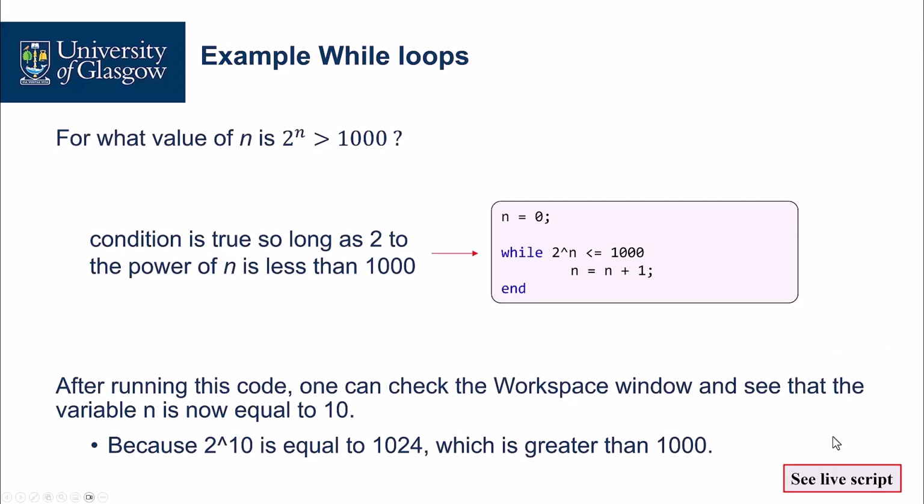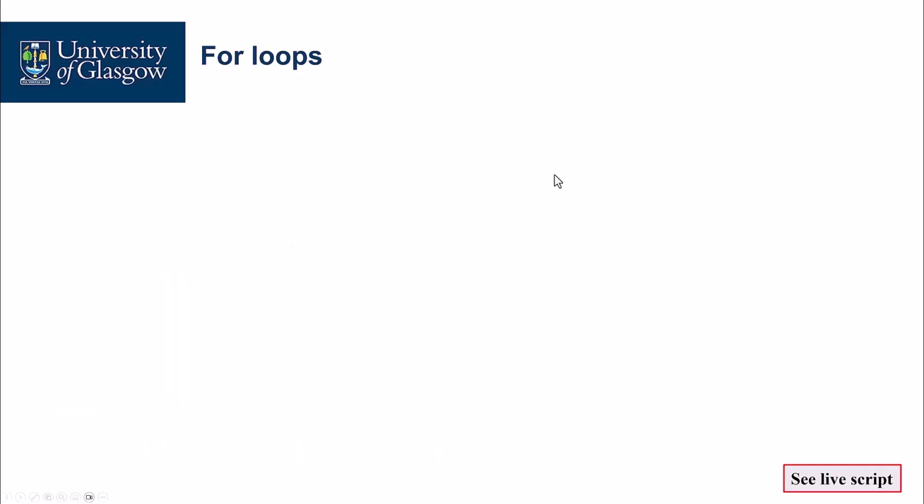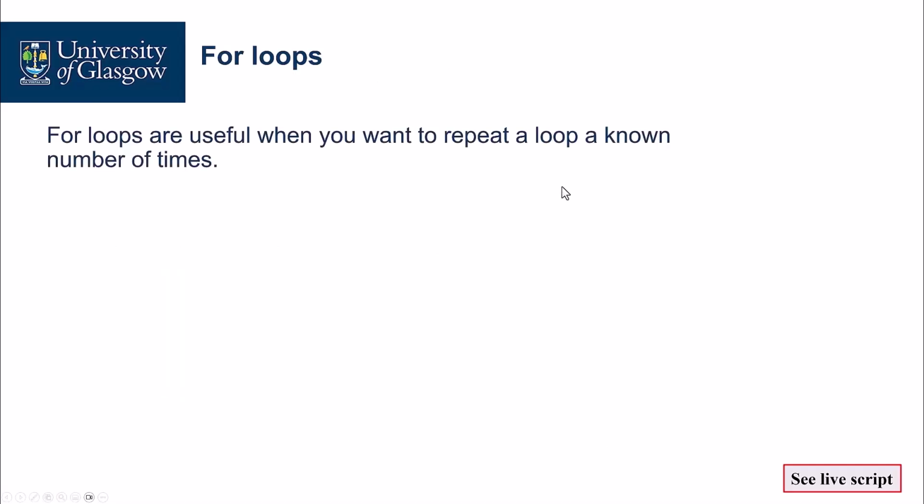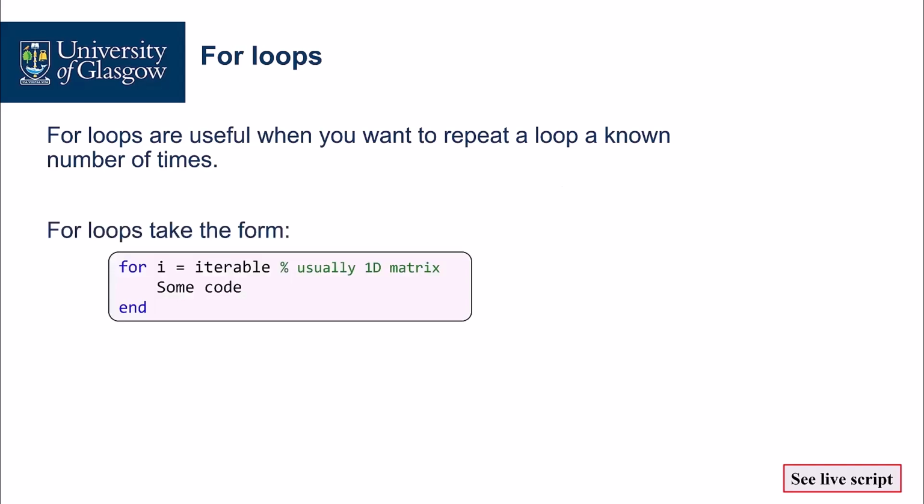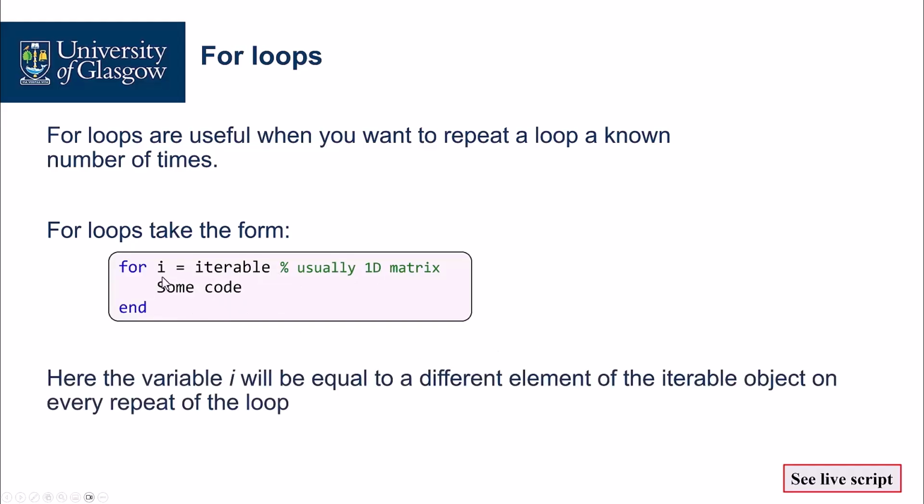So this is the while loop. For more details, see the live script. Then we can see the for loops. As I said before, for for loops, we often know how many times we will repeat the code. In MATLAB, the for loop takes a form like this: for i equals an iterable variable, normally a 1D matrix, and the body is here with an end. Here the variable i will be equal to the different elements of this iterable object in each execution of the loop, until all of the elements are used, and then the for loop ends.